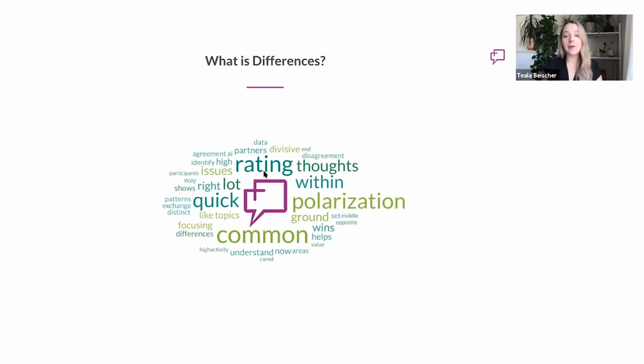While it's called differences, it's showing you groups of people who disagree on a topic. There's also an area that you'll see once we open up the dashboard of common thoughts or common agreement. So it's showing you where people who disagree in some areas actually come together and agree.